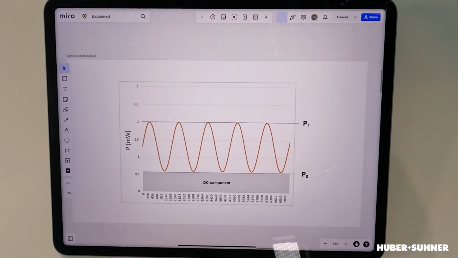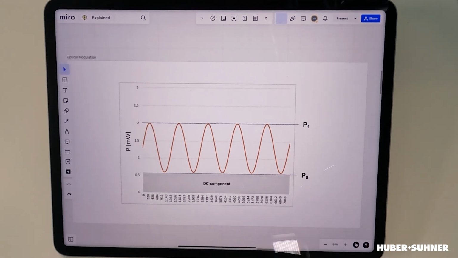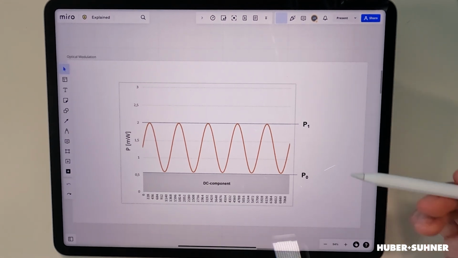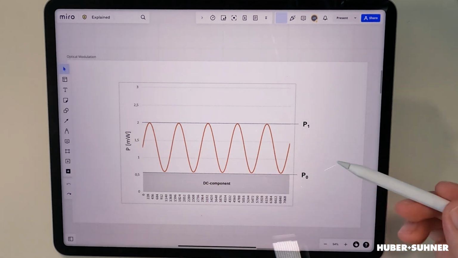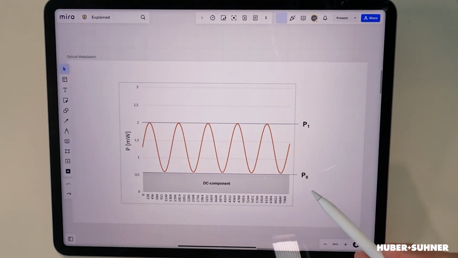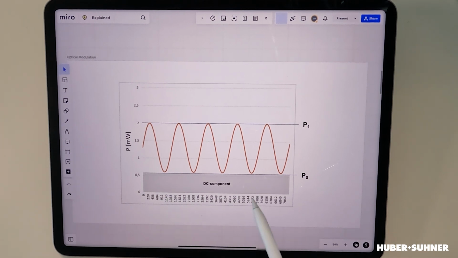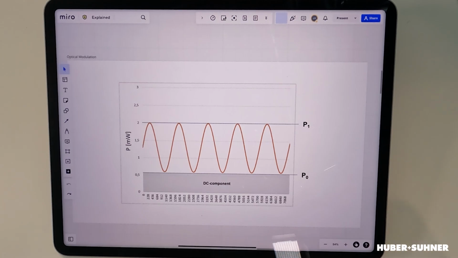If we have a look here at this measurement of an NRZ signal, you will actually see those two states. So we have the higher state, which is at 2 milliwatts, and we've got the lower state, which is at roughly 0.6 milliwatt. The important thing to note is this so-called DC component. That DC component we always have for various different technical reasons. However, this DC component can vary in height.